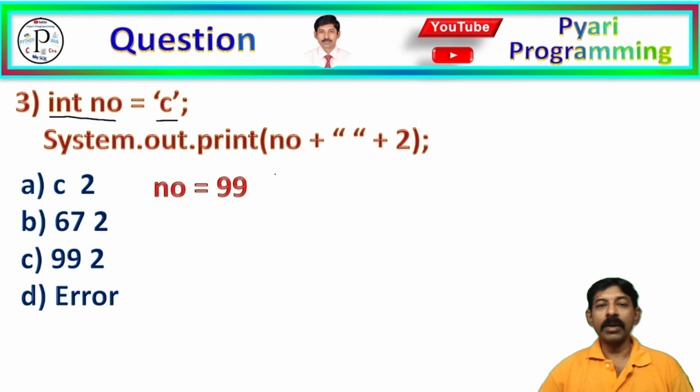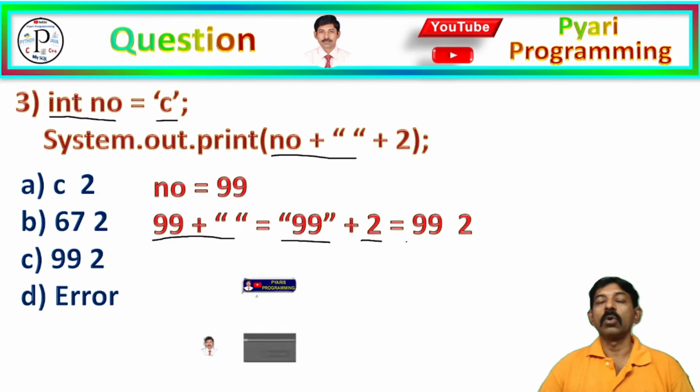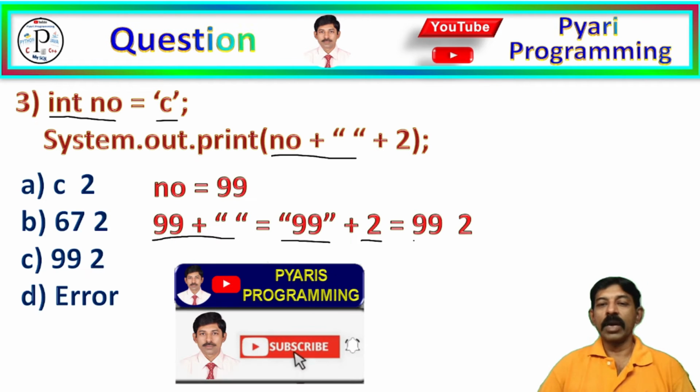Now here what happens? no is added with the space. The old mechanism we are going to apply over here. Now 99 is added with the space, so the result will be 99 in the form of a string. When it is going to be added with a number, it is going to be concatenated. So that's why we are going to get 99 with space.